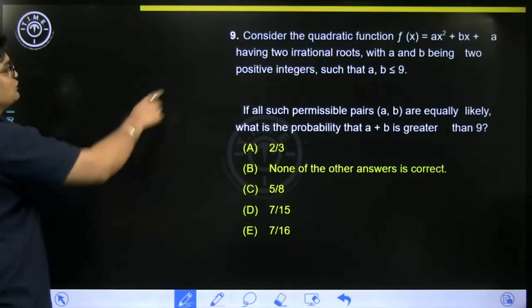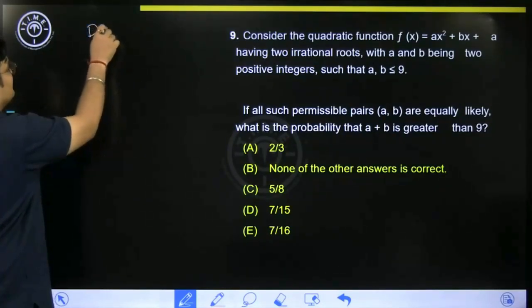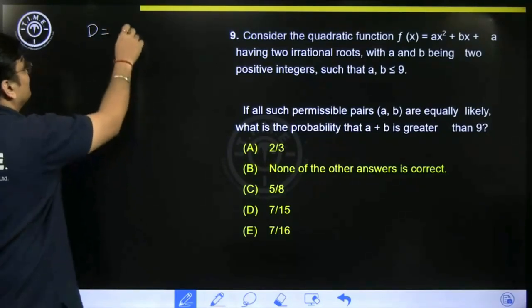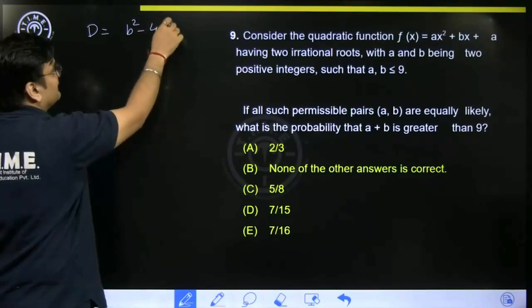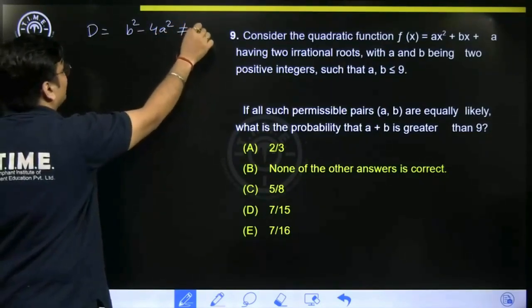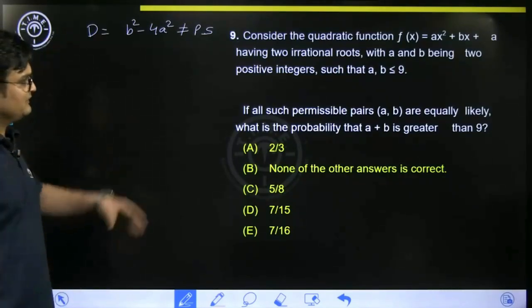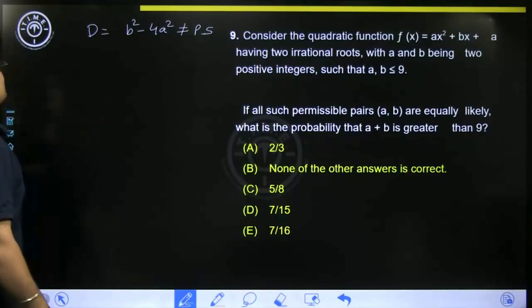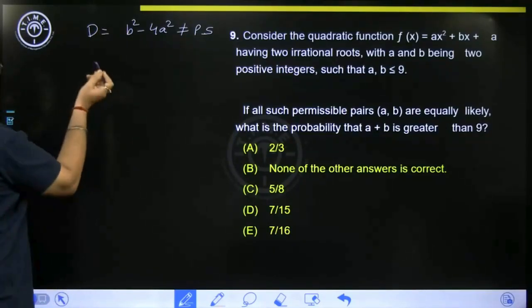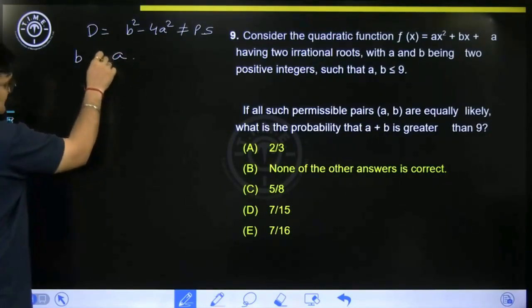Now, for that quadratic function, what is the discriminant? It's going to be b square minus 4ac, 4 into a is 4a square. So, this should not be a perfect square, because if it becomes a perfect square, then the roots will not be irrational. So, b square minus 4a square. Let's start taking some values for a and b.